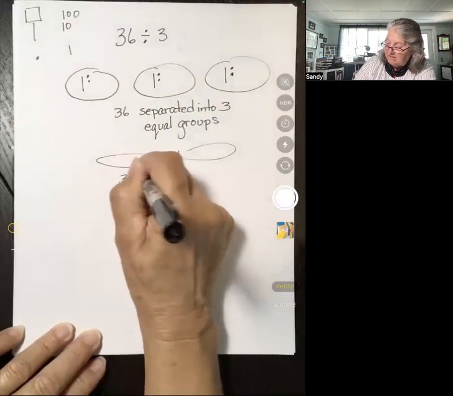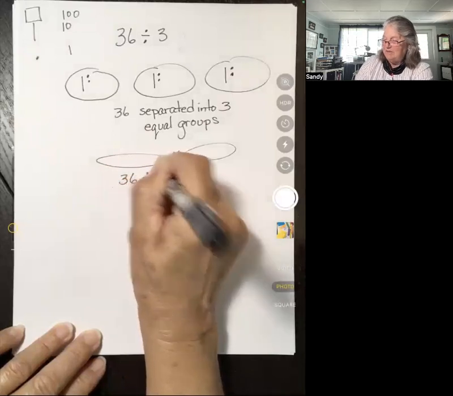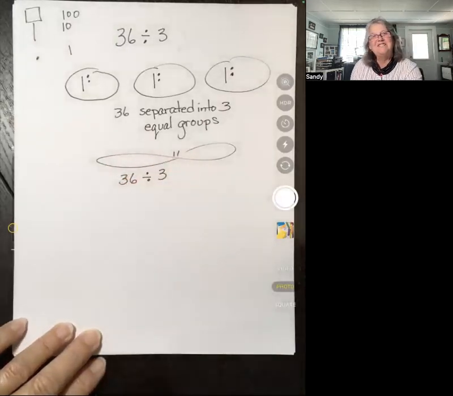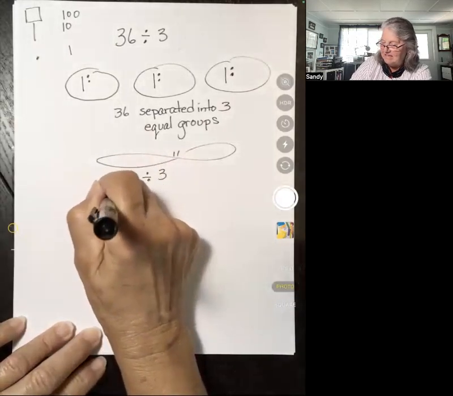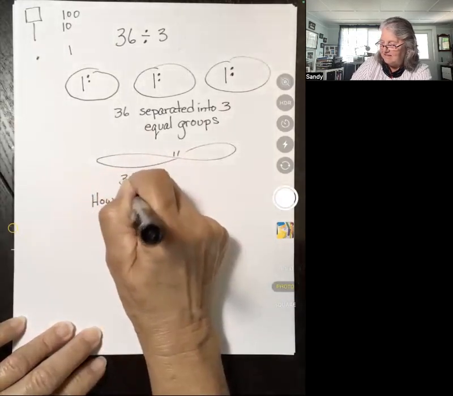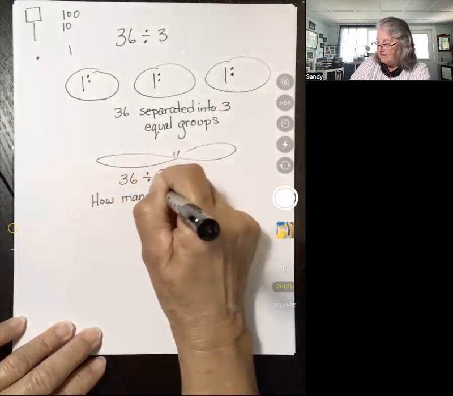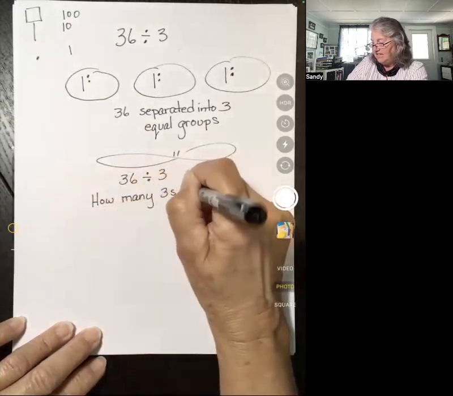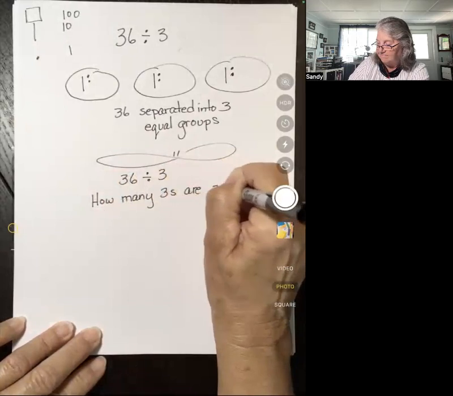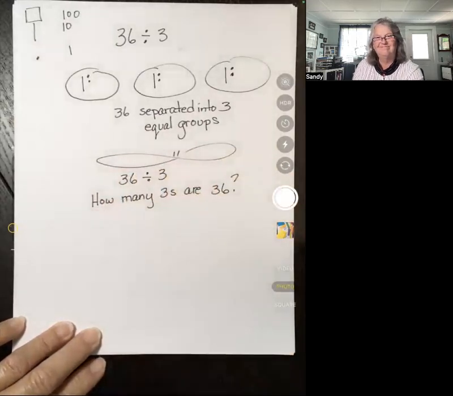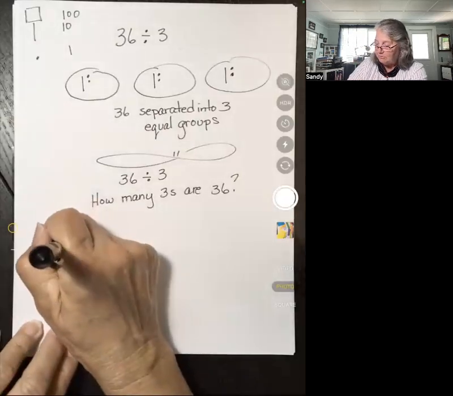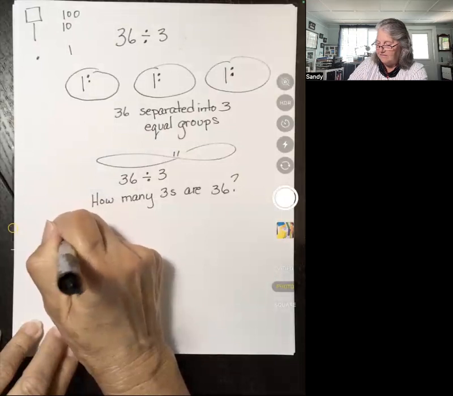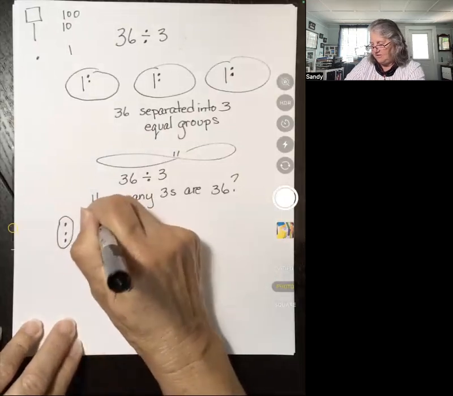Now, let's change the way I read this. The other model, the symbols look the same, but the way I interpret it is different. I might read this as how many threes are in 36. So you might hear that. And now what I'm doing here is I'm pulling off groups of 3. Here's 1. Here's 2.